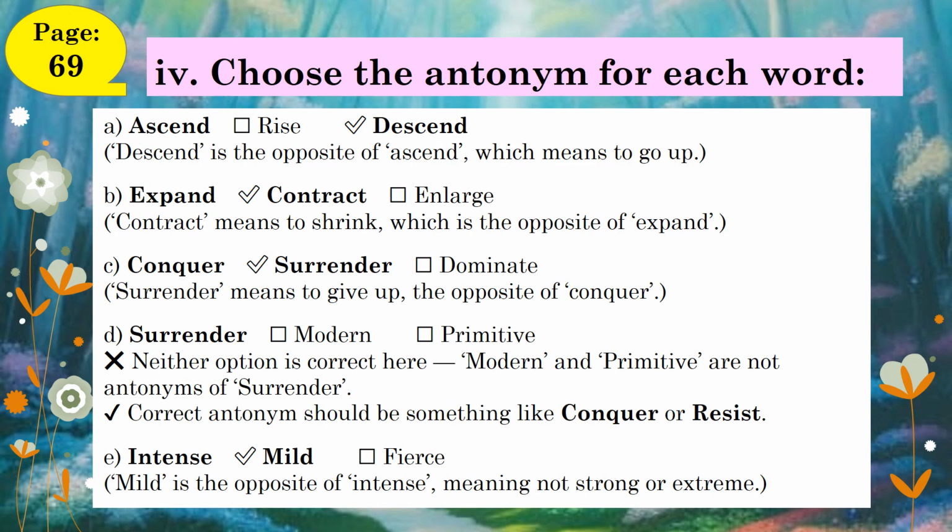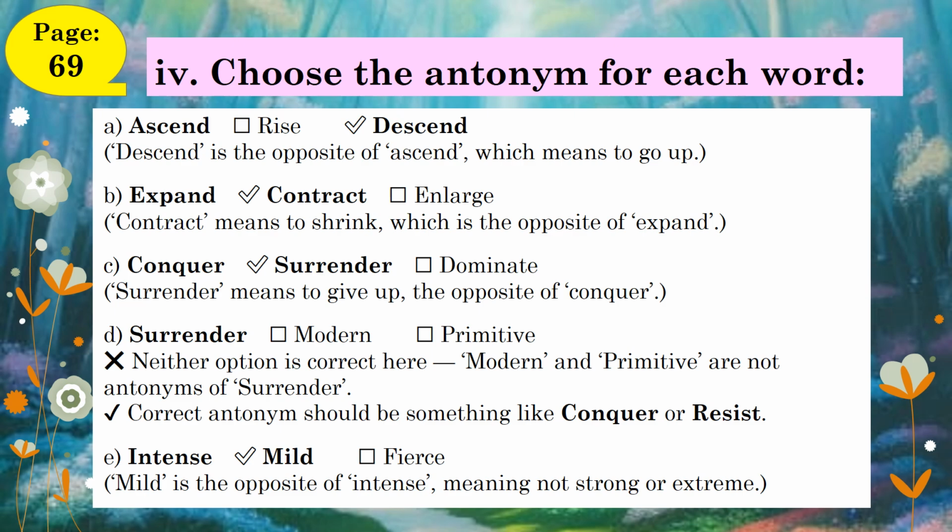Let's move on to choosing the correct antonyms. Remember, antonyms are words with opposite meanings. 1. Ascend. The correct antonym is descend. Ascend means to go up, and descend means to go down, opposite directions. 2. Expand. The right answer is contract. To expand is to grow or stretch out, but to contract is to shrink or get smaller.